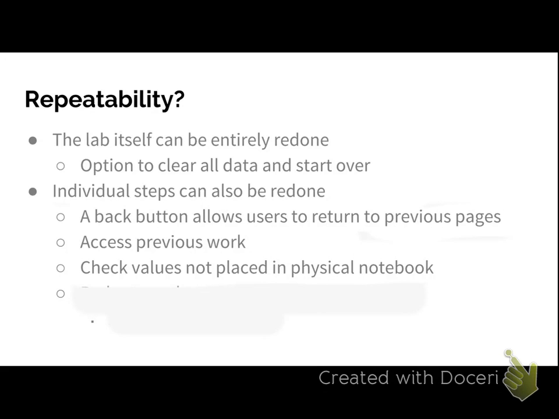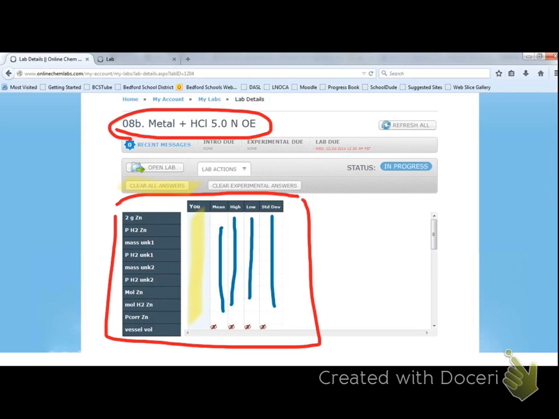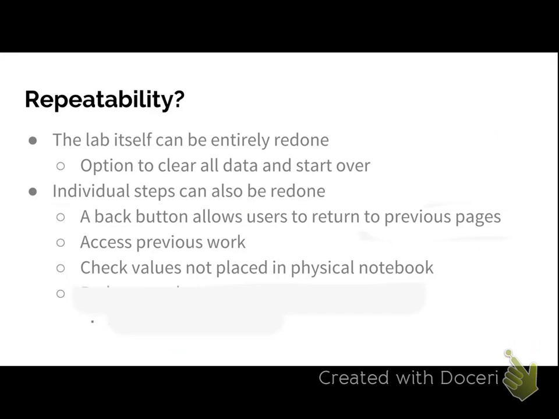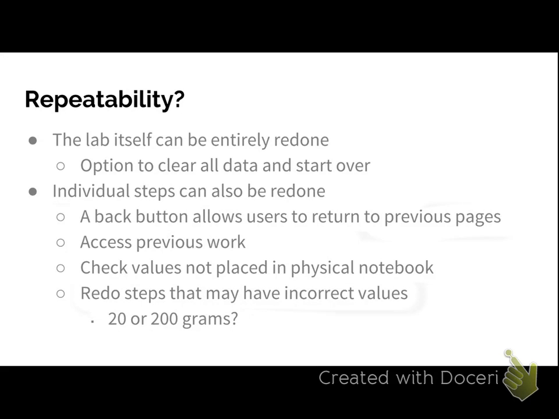Also, it allows students to check values not placed in the physical notebook. So students can always go back and forth between the experimental screen and that data screen, this one right here. They can go back to that at any time. As a teacher, I would ask that students keep a physical notebook as well as turning in the submission electronically. So if they forgot to write down the mass that they found for the zinc, they can always go back and check that as well, and then they can redo steps that may have incorrect values. Did I measure 20 grams of zinc, or did I actually measure 200 because I didn't see that decimal place there? So that is another option for repeatability.